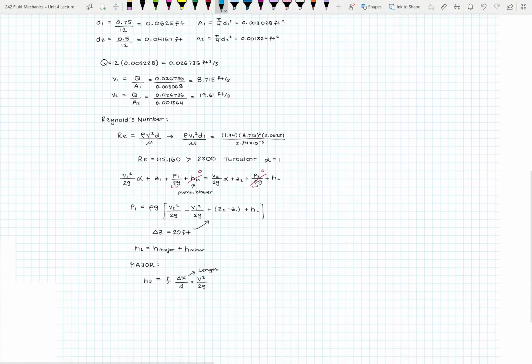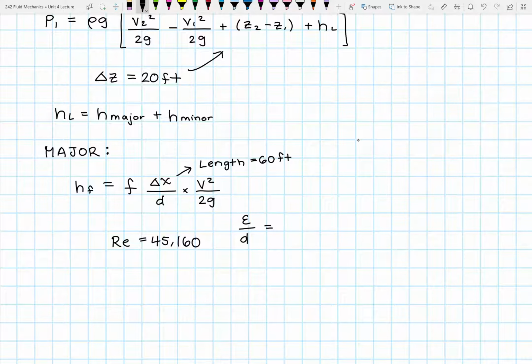Alright, so now all of these things are known except f. So what do we do about f? This is the time when we use our Moody chart, since our flow is turbulent and that's the only way to determine what our f value is. So the information that we need to use our Moody chart are the Reynolds number, which we found to be 45,160, and then the ratio of our roughness height to our diameter. And the roughness height we were given as being 5 times 10 to the negative 6 feet, and our diameter in feet is 0.0625, so this ratio comes out to about 8 times 10 to the negative 5.